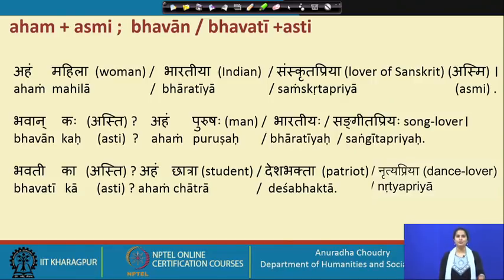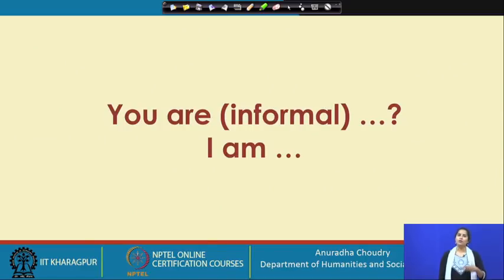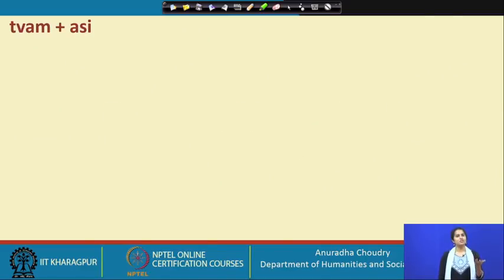And then when a man is saying, if I ask the question first, it would be Bhavan kaha. The answer would be Aham Purushaha, Aham Bharatiyaha, Aham Sanskrita Priya, Sangeeta Priyaha. And the question to a lady would be Bhavati ka. And she would answer Aham Chhatra, Aham Deshabhakta. And when we are talking in the informal context, the question would be Tvam kaha. As we have seen, when you are asking a man, it would be Tvam kaha. When you ask a lady, it would be Tvam ka. And the answers would vary accordingly.